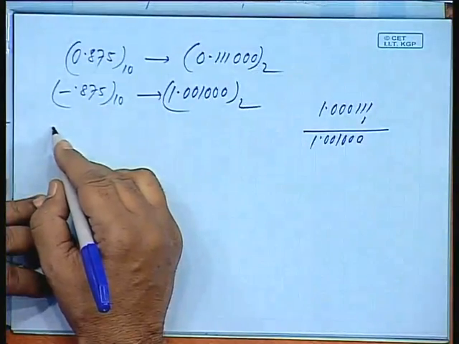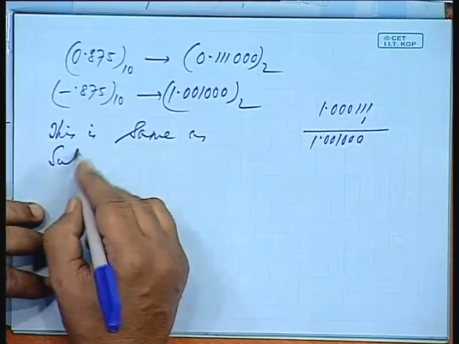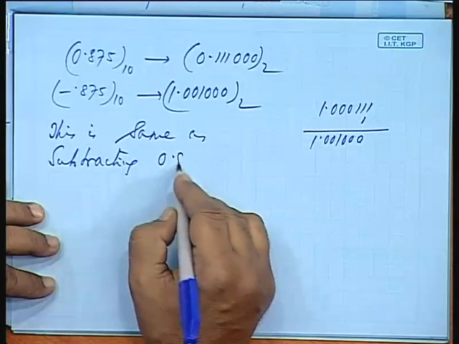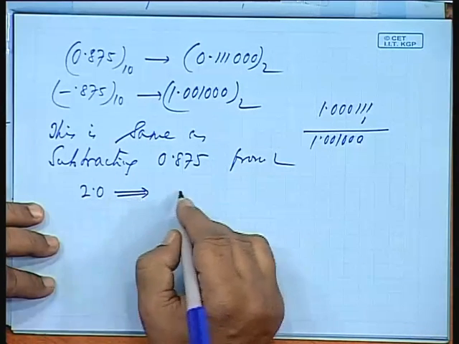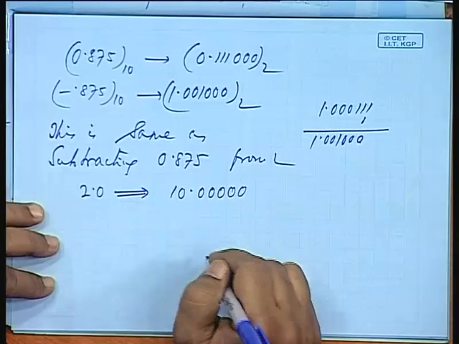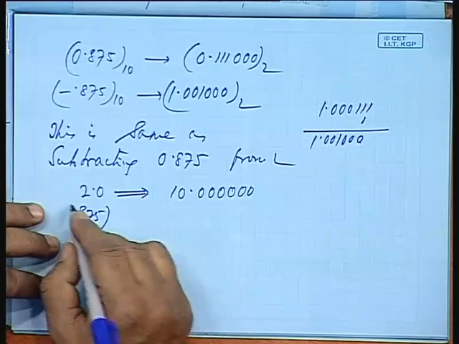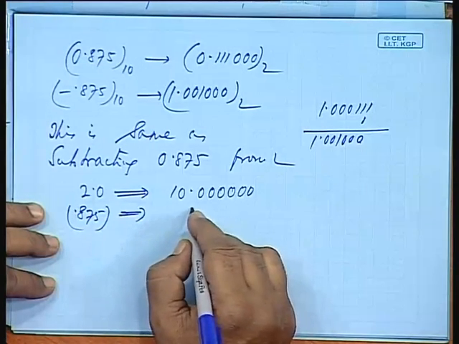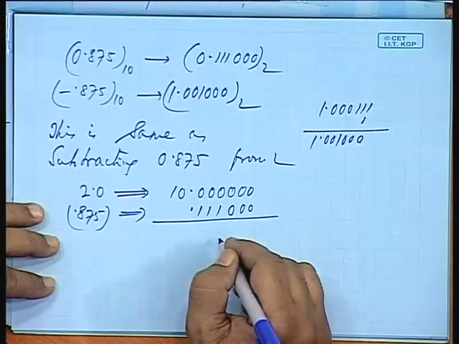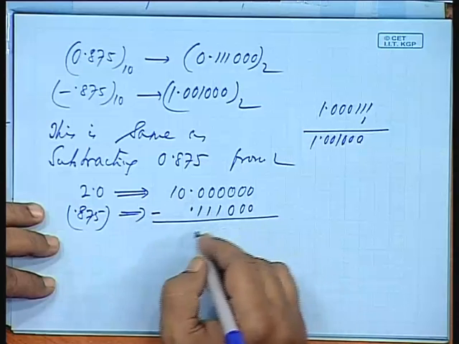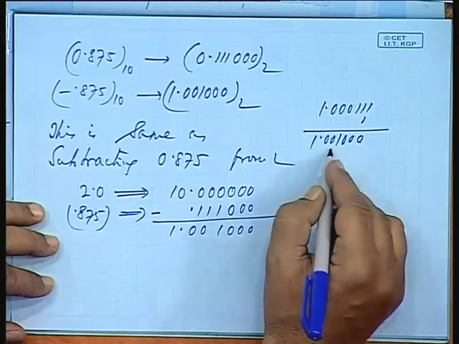This is the same as subtracting 0.875 from 2. So 2 means 10.000000 and 0.875 is 0.111000, okay, and you are subtracting this. So that will give you 1.001000. So this is same as this.